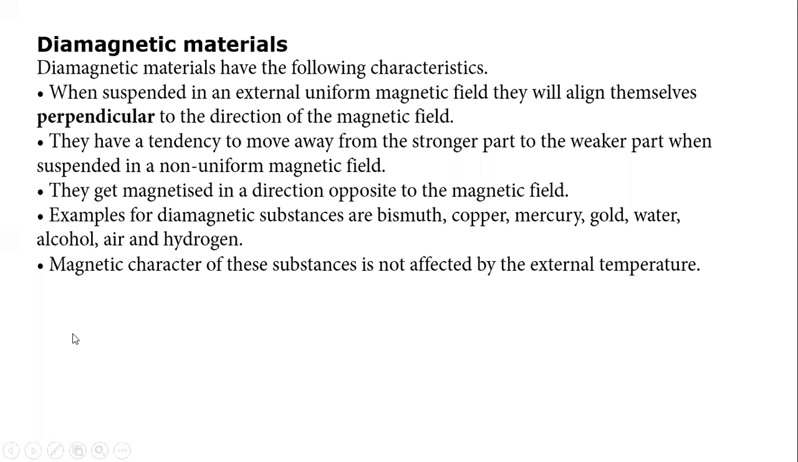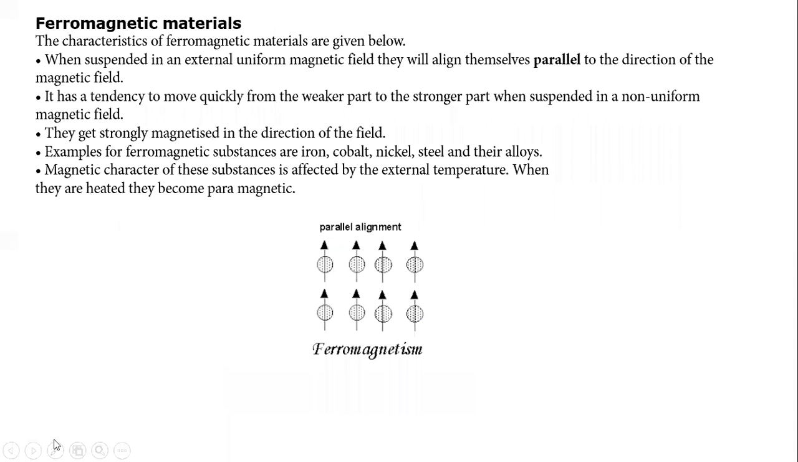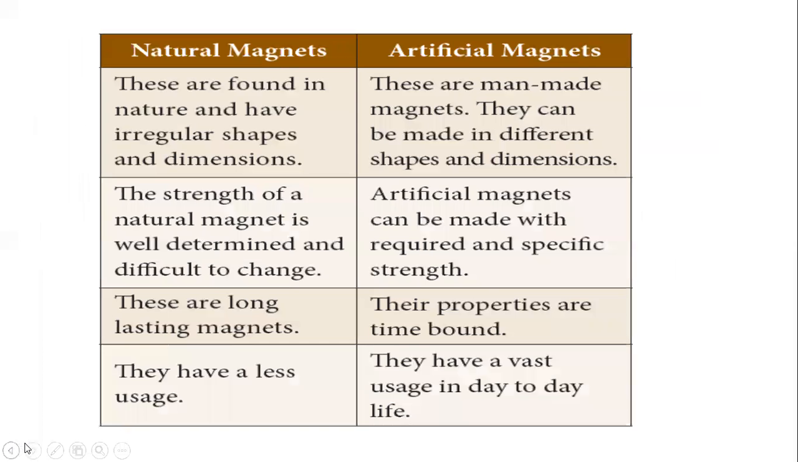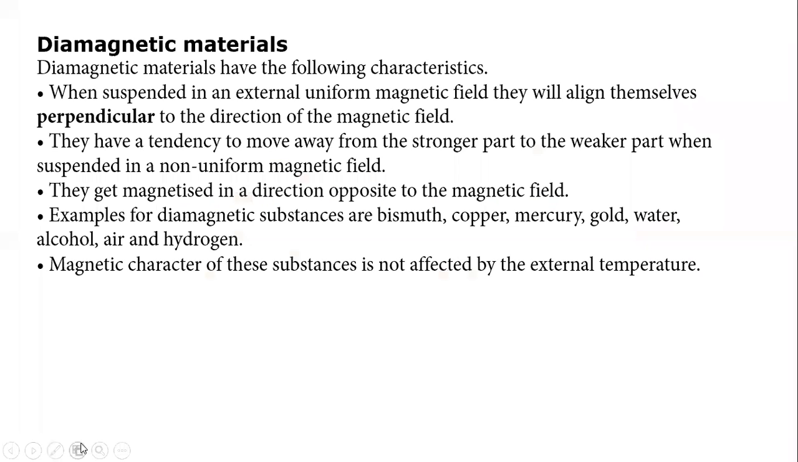Okay, so magnetic materials. Let us go for the magnetic materials. Diamagnetic materials have the following characteristics. When suspended in an external uniform magnetic field, they will align themselves perpendicular to the direction of the magnetic field.